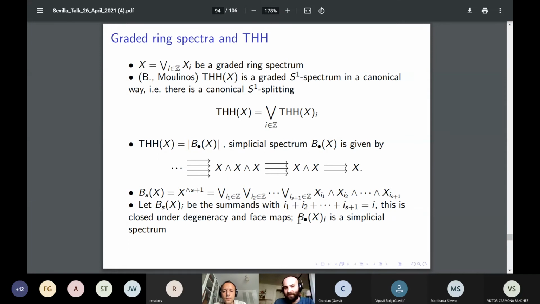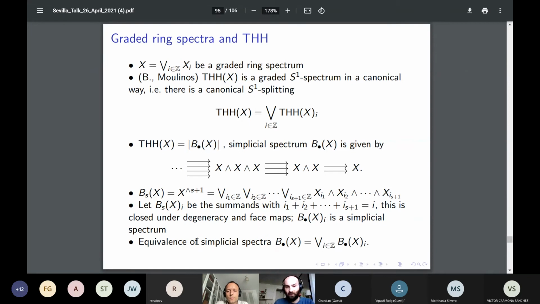So each BXI we obtain is a simplicial spectrum. So you obtain a splitting of the simplicial spectrum whose realization is THH of X. And this also respects the S1 action, and therefore we obtain an S1 equivariant splitting of THH.